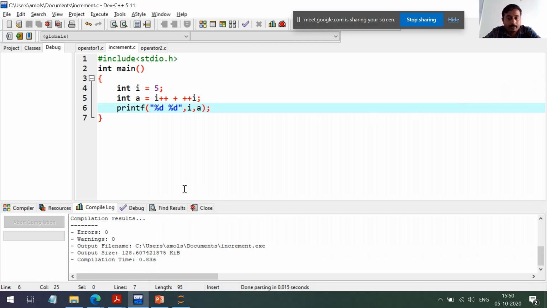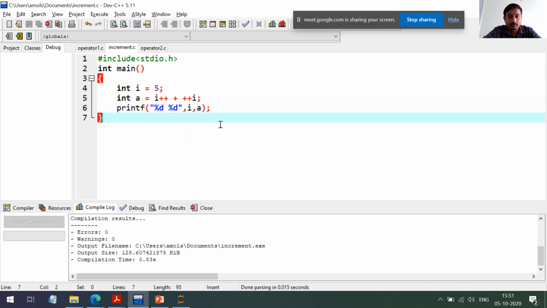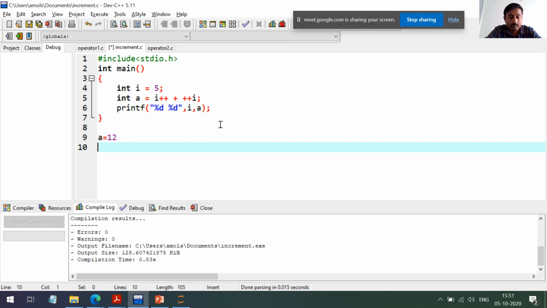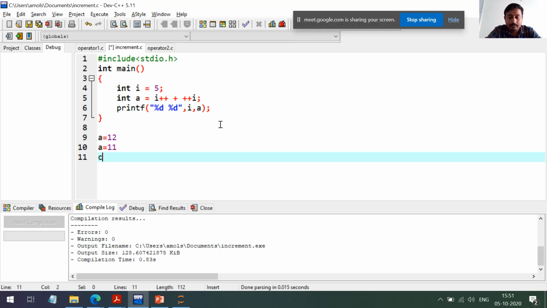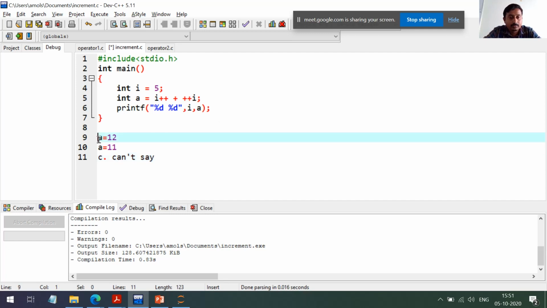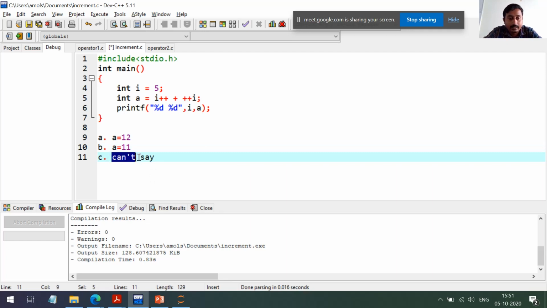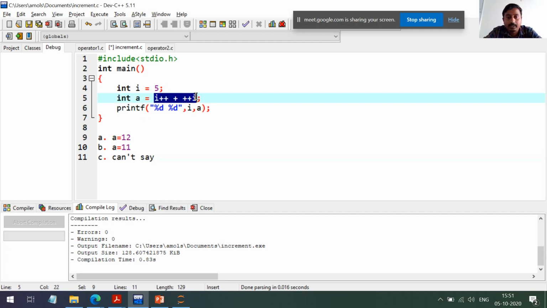And if in the paper you see such results, consider we have this as the first option, this as the second option, and C as the can't say option. You always choose C because this increment and decrement operator is totally compiler dependent.